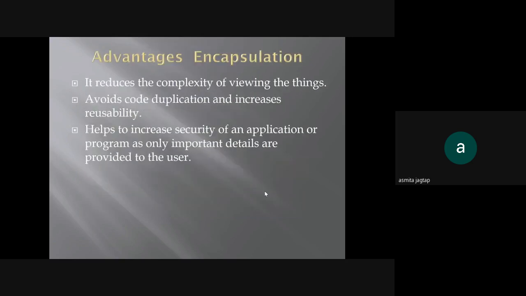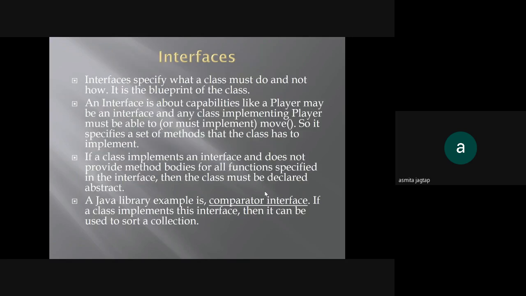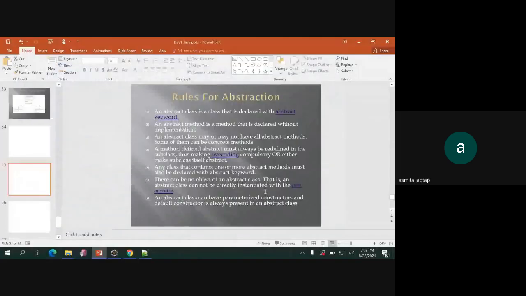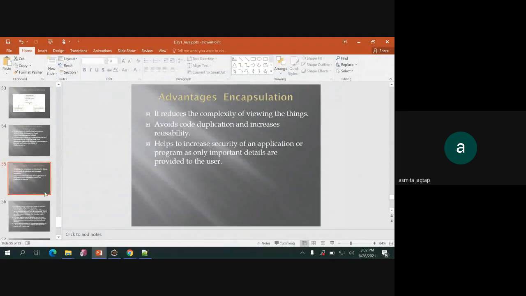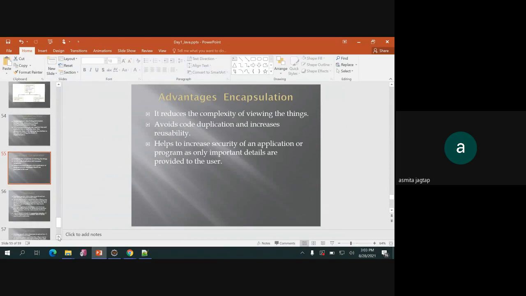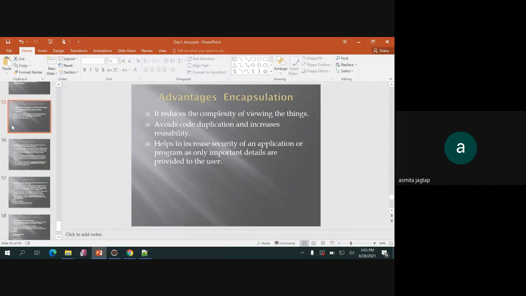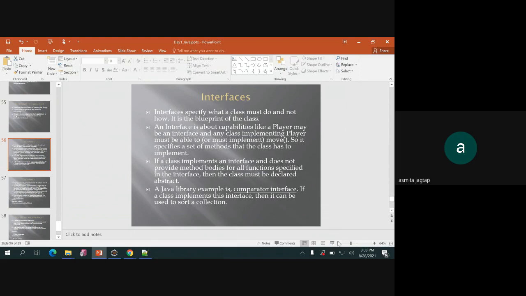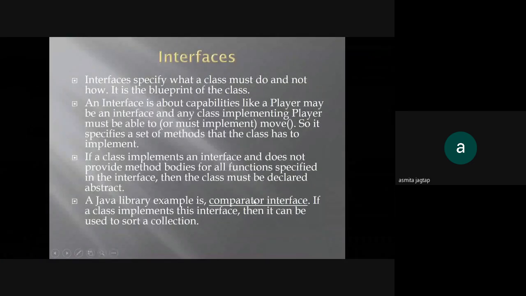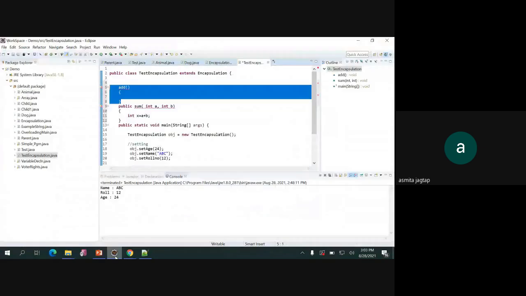Because of this we achieve these things, and it also helps to increase the security of the applications. That is where we achieve the security. Now we'll see the code, and then we'll go to the interface, or we'll cover the interface first, because we are using interfaces, or we can do it with the help of an abstract class also. We'll do it with the abstract class.